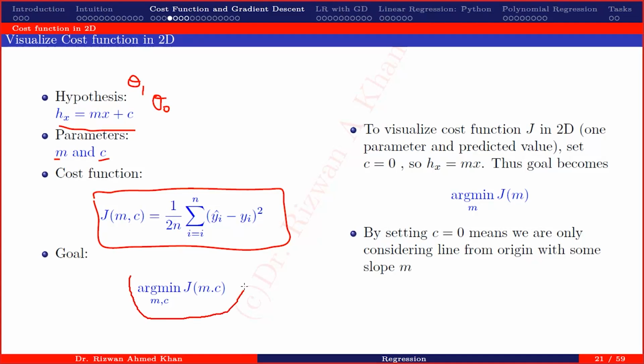This is given over here. Our goal is to minimize the value of m and c for this function, this error function. And 1 over 2n is just a mathematical convenience, it's just a scalar which scales this value.